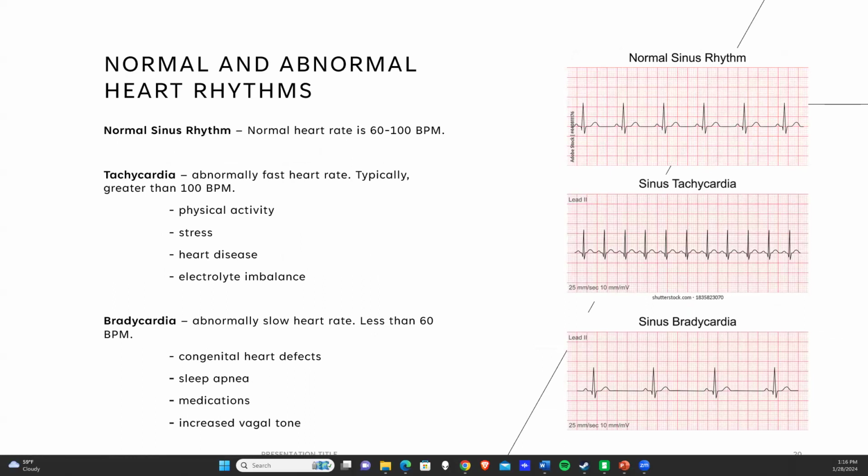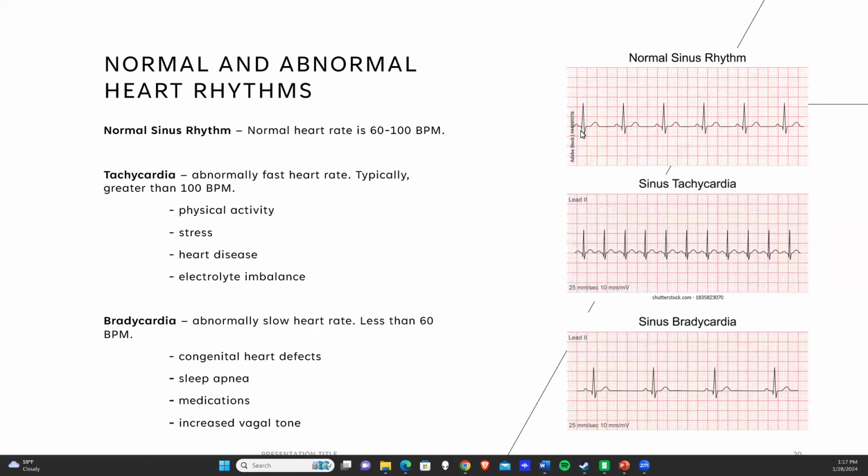So kind of going into normal and abnormal rhythms. The ones that you see before you, you have your normal sinus rhythm. This is beating at approximately that 60 to 100 beats per minute. And then you have sinus tachycardia and sinus bradycardia. The sinus is showing that it is a normal line. You can still see the P, QRS, T, P, QRS, T.